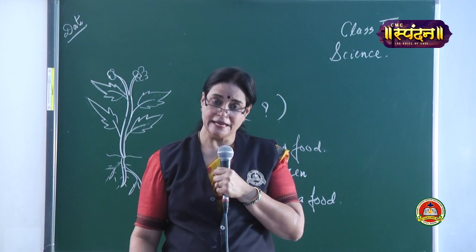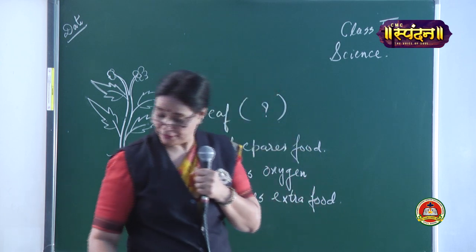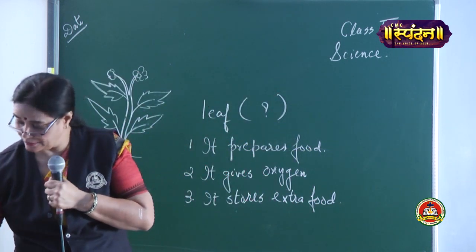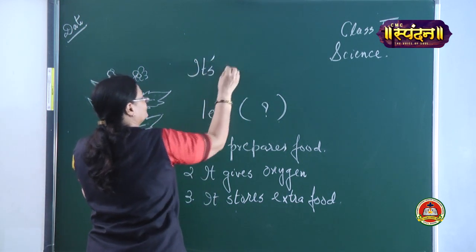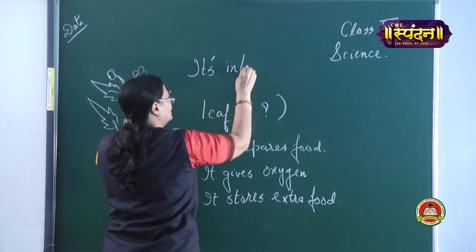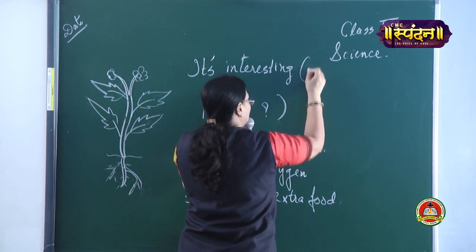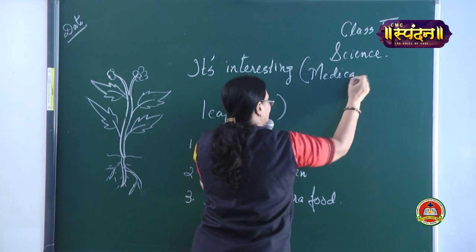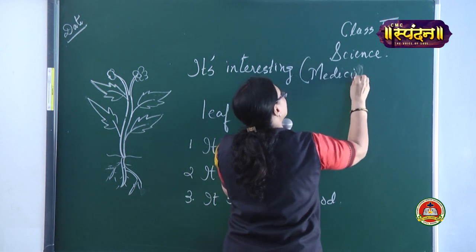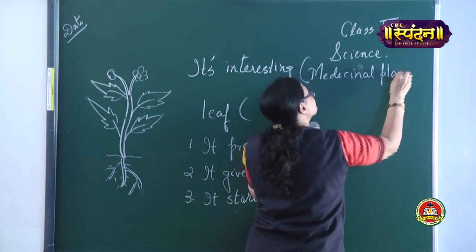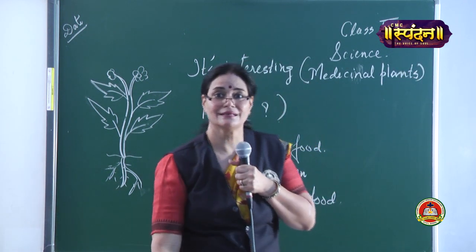Now, it's interesting. There is one topic over there. It's interesting. In front of that, in bracket, you will write medicinal plants. It is about the plants. So I'm sorry, medicinal plants. Understood?